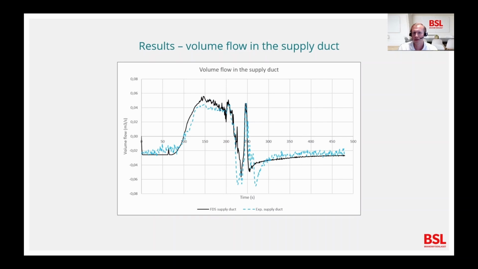The most important thing when it comes to low place supply events is the volumes being spread through the supply duct. Here we see the results of the volume flow. And as you can see, FDS matches the experimental data in quite a good way.